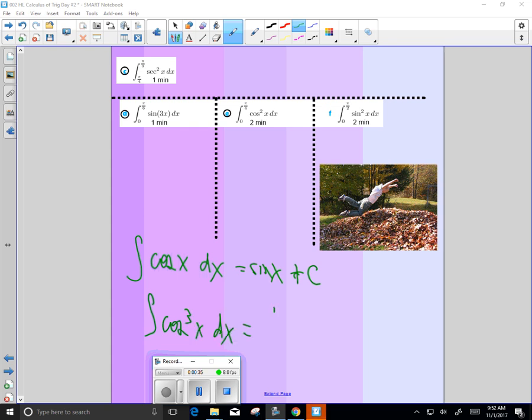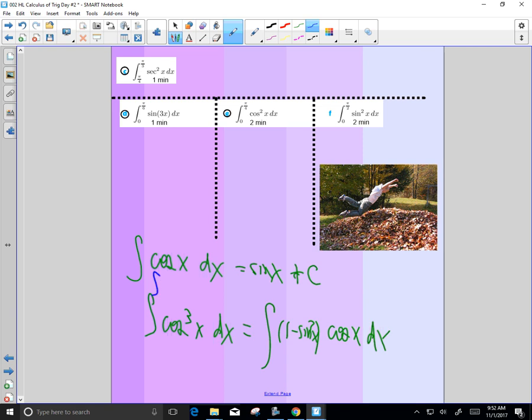What if you had cosine cubed x dx? What was our technique for doing that? What would we do with cosine cubed x? We'd split it into cosine squared and cosine x, right? And then we'd change that cosine squared into 1 minus sine squared. And then do you remember doing that?